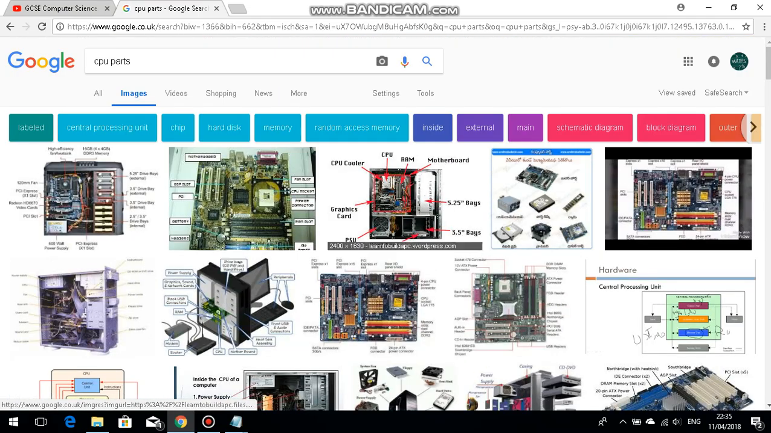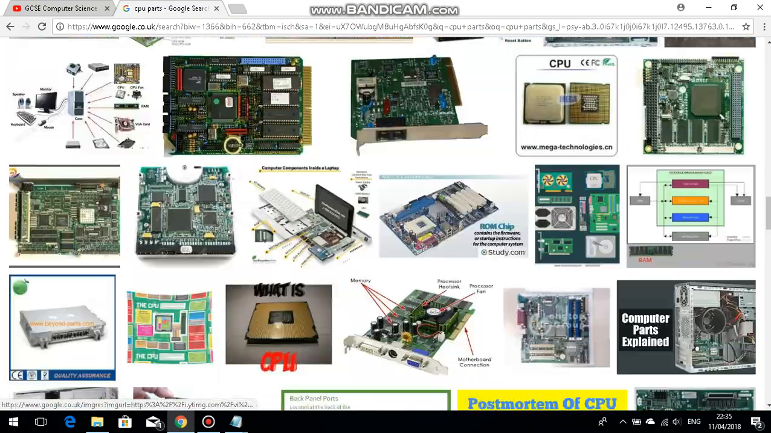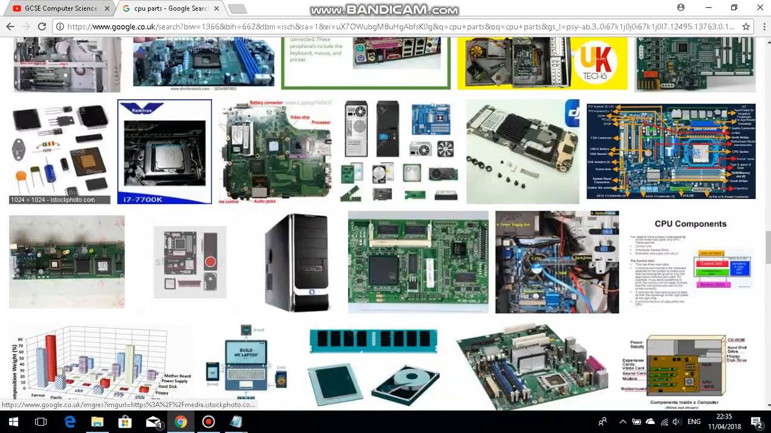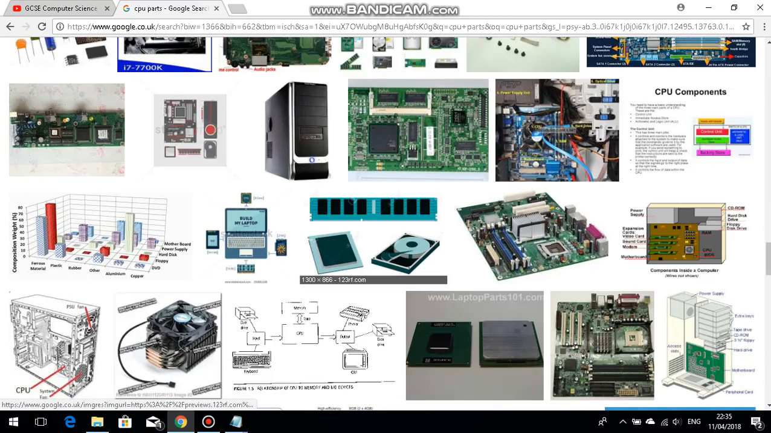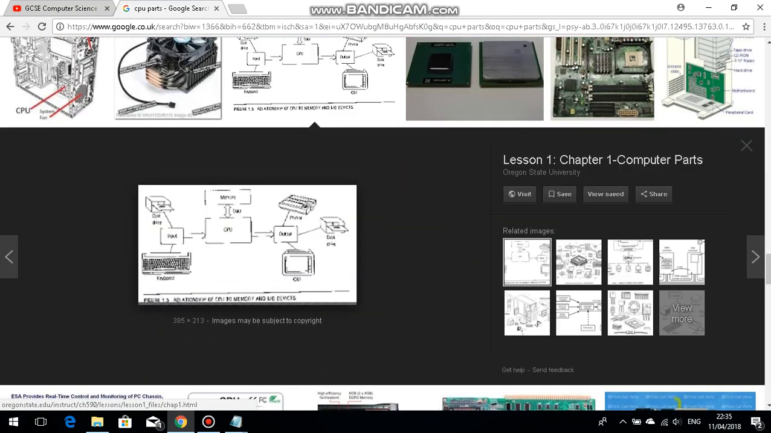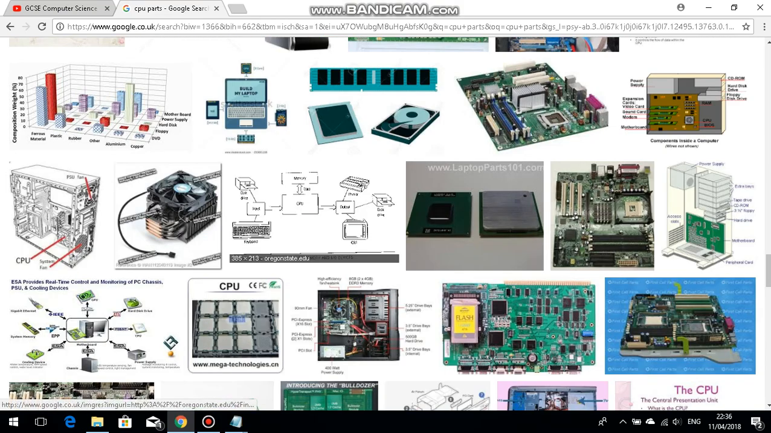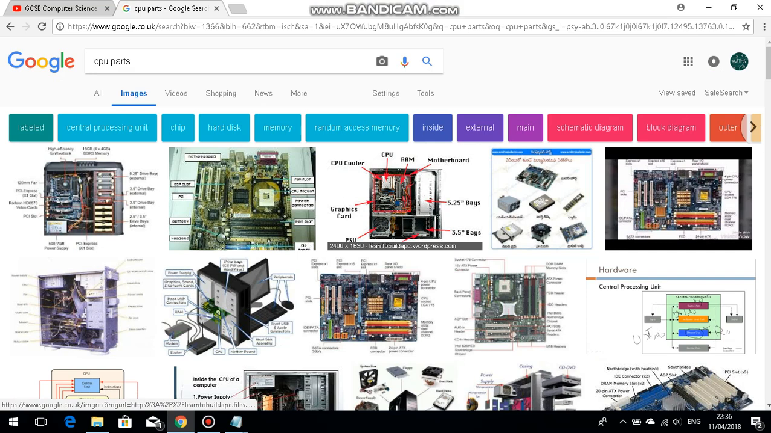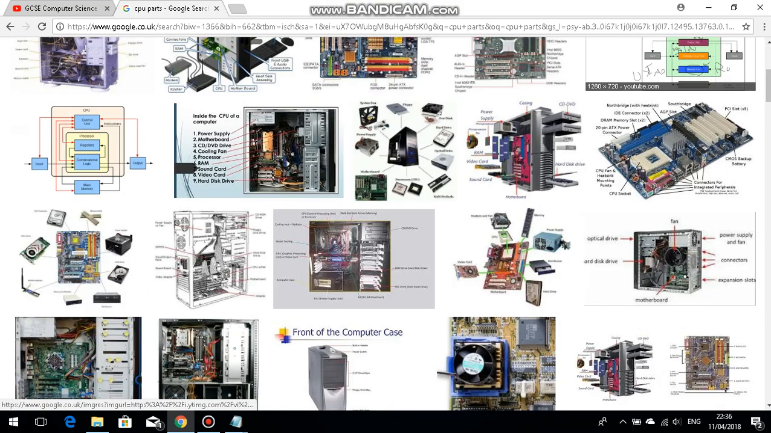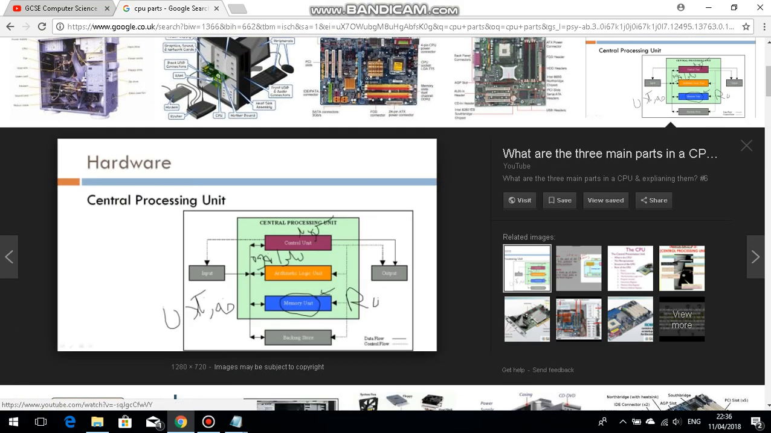If you have a look on Google, I'm sure you'll find something useful. But there's not many. I searched up CPU parts, but clearly there's not much. Okay, there's one over here: CPU and memory are connected. Poor picture. What I normally got confused about when I used to be doing GCSE computer science was understanding the bits. Sometimes I used to be like, what's this?